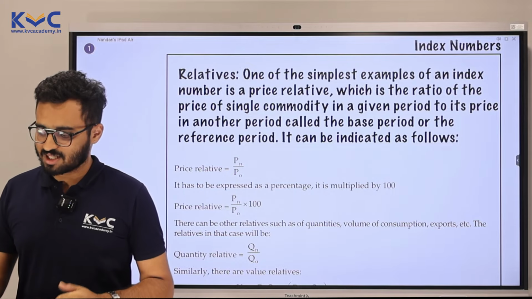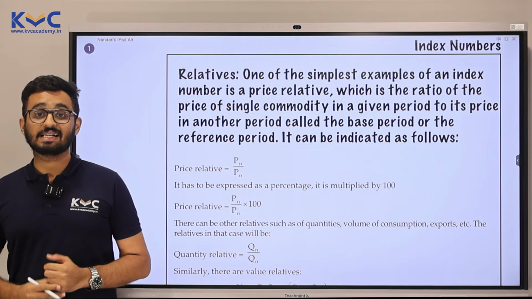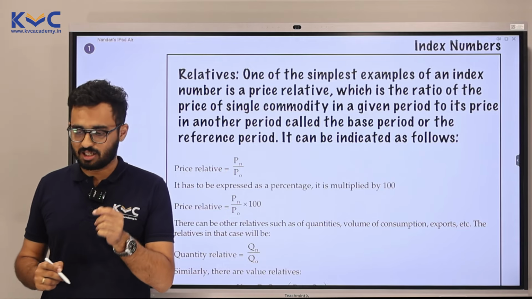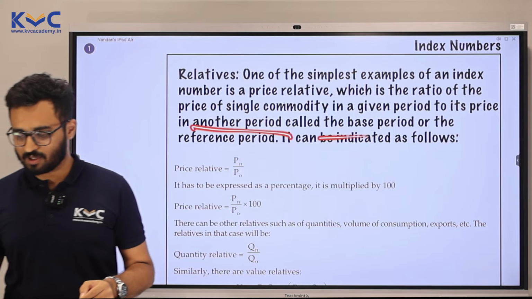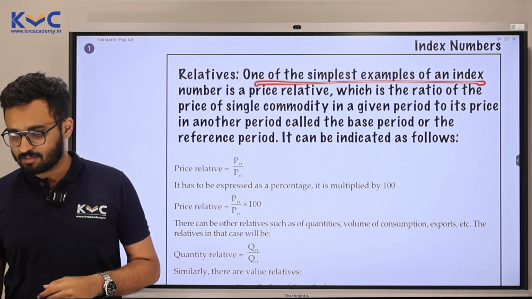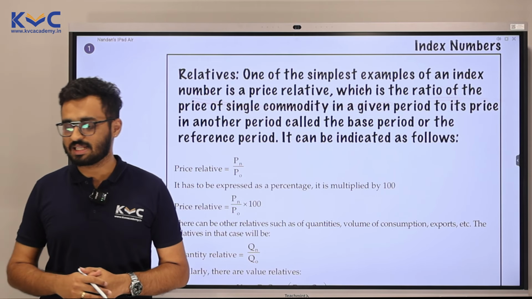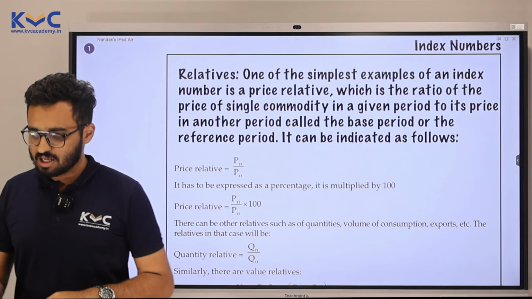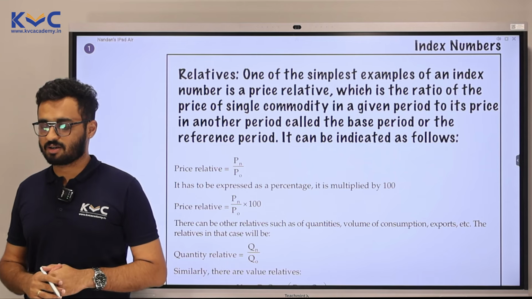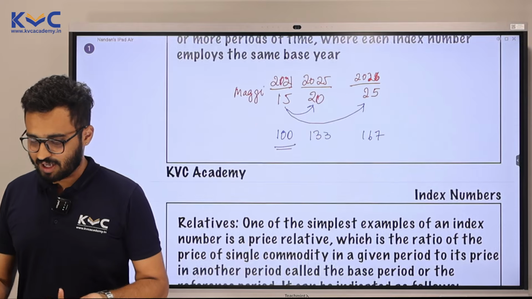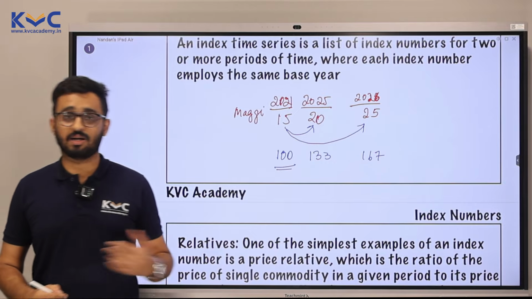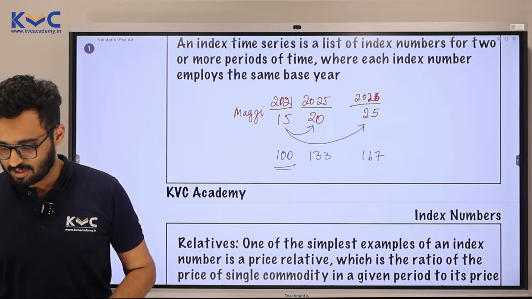One of the simplest examples of an index number is a price relative, which is the ratio of the price of a single commodity in a given period to its price in another period called the base period or the reference period. Now in fact, what I just showed you here, Maggie for 2025 compared to 2021, is an example of price relative.